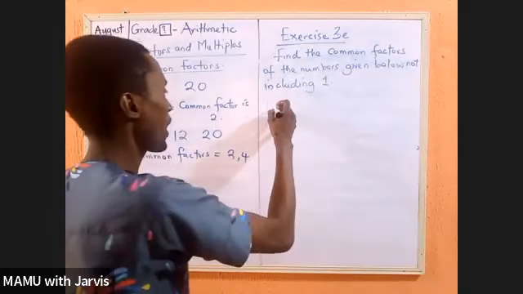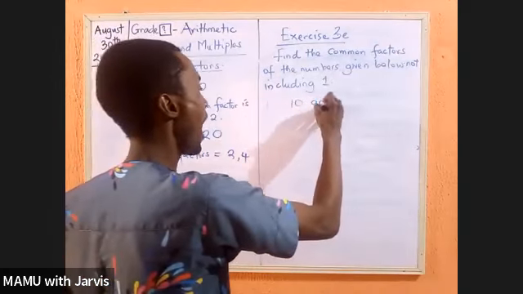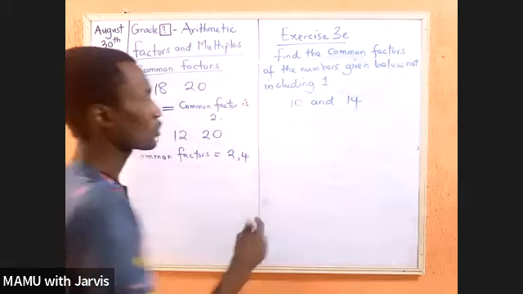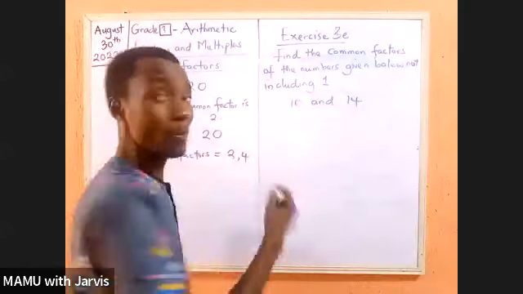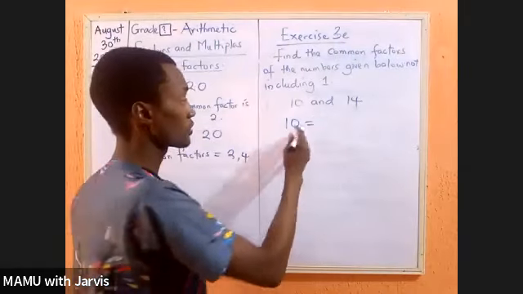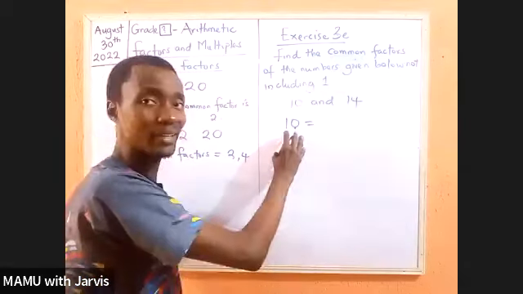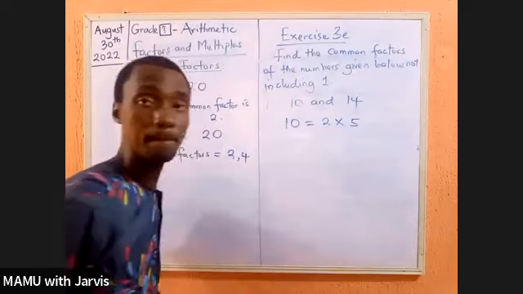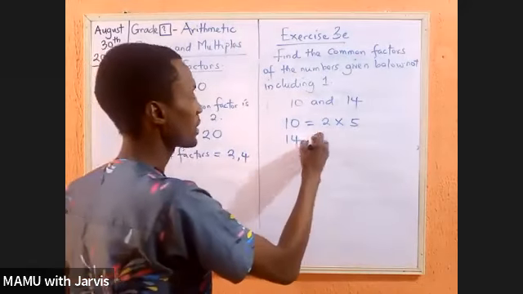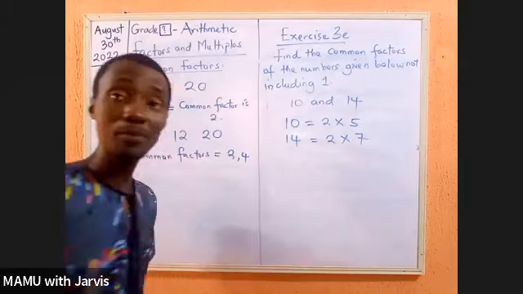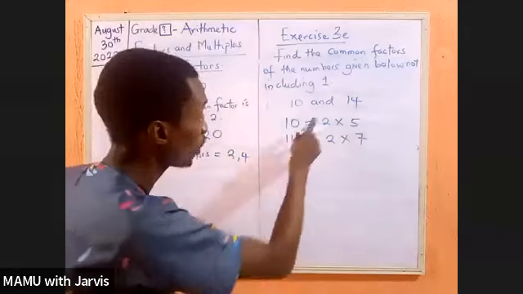We look at number 1. It says 10 and 14. So there are 2 methods we can use. I'll go back to my primary school, and this is what 10 equal to what? What is 10? I can break 10 to be what? 2 times 5. Let's look at 14. I can break 14 to be what? 2 times 7. If you remember our primary school approach, we look for what is common.